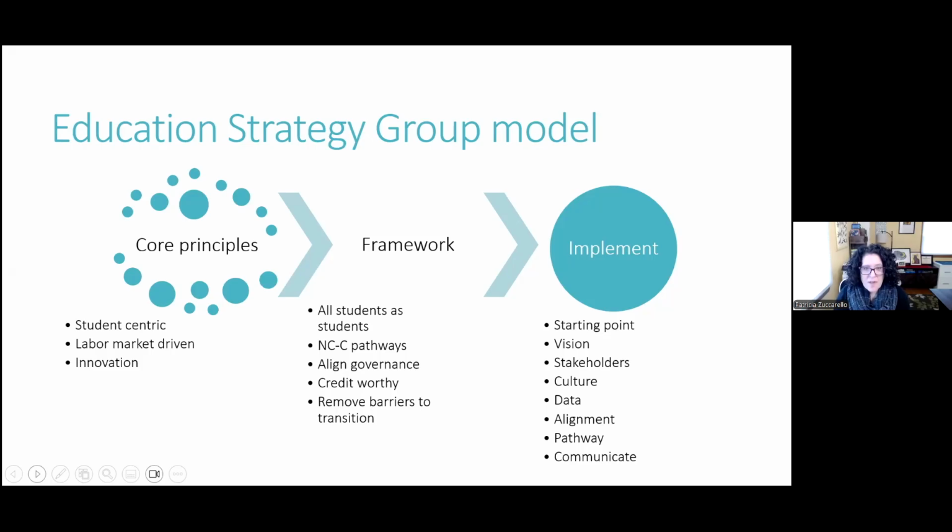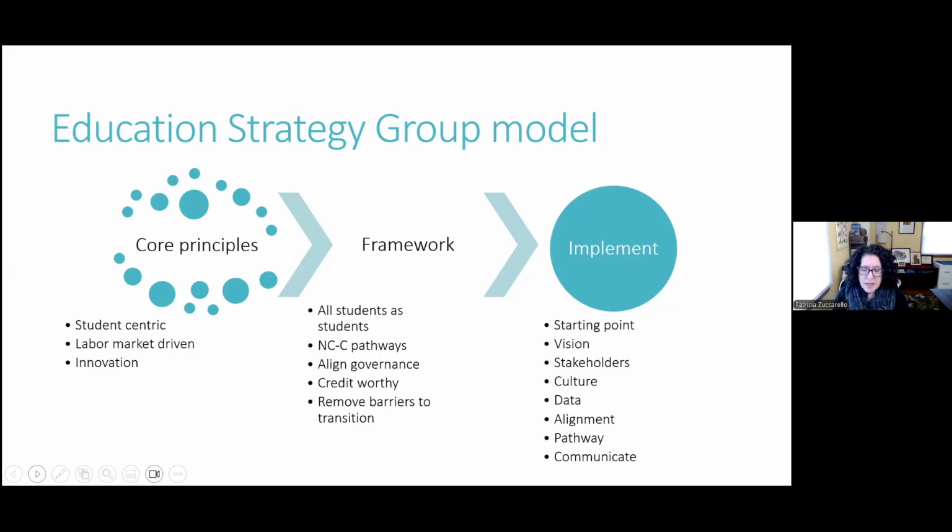One of the factors that really inspired this was the idea of reducing the amount of duplicated curriculum that students experience. So they organized this framework first around these core principles: that all the work needed to be student-centric, that it needed to be informed by labor market data, and that innovation needed to be a key feature. So we wanted to see something different than what we'd seen in the past. From that bucket of core principles, this framework came out.